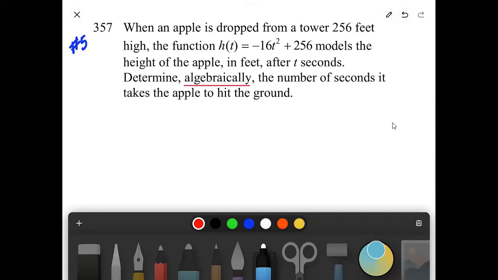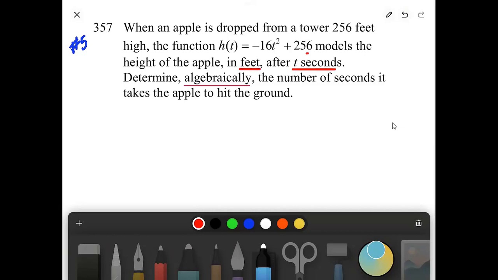First thing it says is, when an apple is dropped from a tower that's 256 feet high, the function h of t equals negative 16 t squared plus 256 models the height of the apple in feet after t seconds. So we've got feet and seconds.